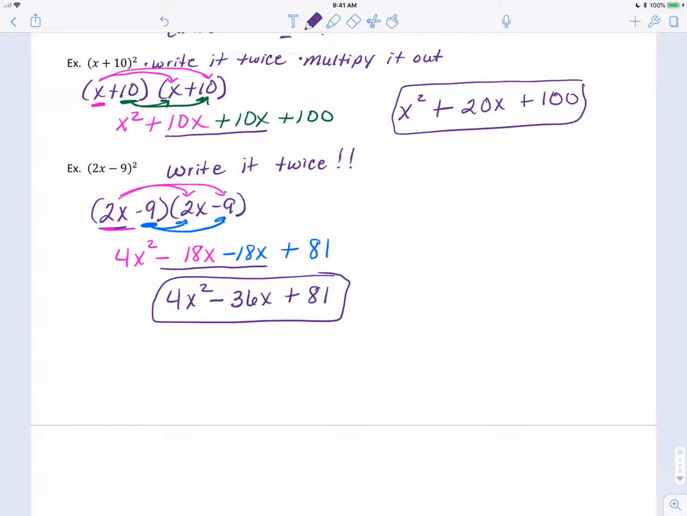So hopefully the main part on those is that when they're written as a square, make sure you write it twice and then multiply it out like normal. So good luck on that.